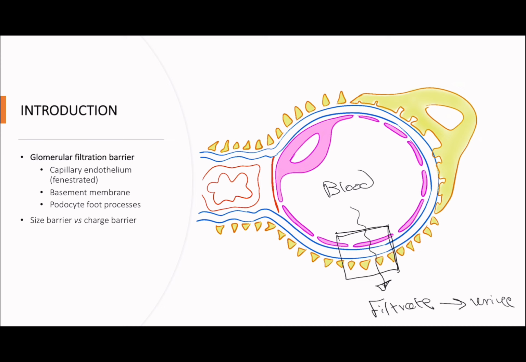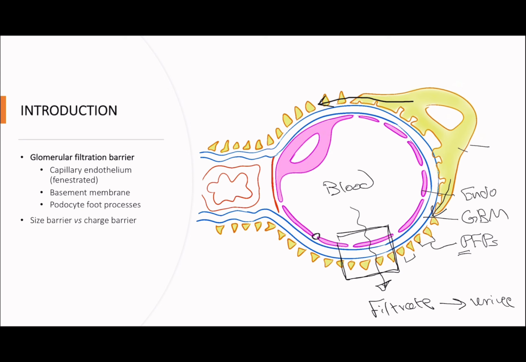The glomerular filtration barrier is composed of three layers: the endothelial layer, the glomerular basement membrane, and the outermost layer is called the podocyte foot processes. Podocyte refers to this cell that lies outside the capillary. It has these octopus-like arms that wrap around the capillary and end with these tiny processes called the foot processes.